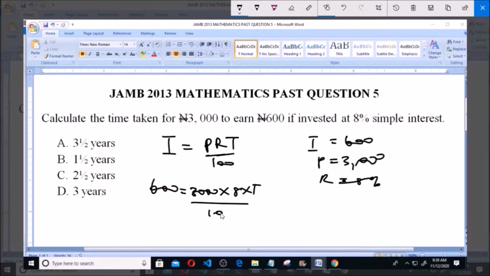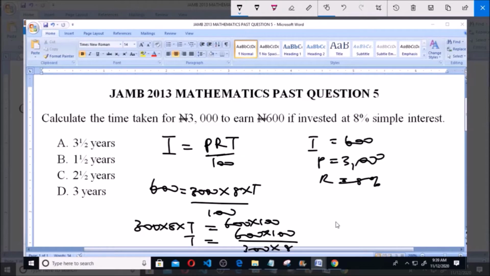Now, this simply means that 600 is equal to 3,000 multiplied by 8 multiplied by T all over 100. Now, 300 multiplied by 8 multiplied by T is equal to 600 multiplied by 100. Now T, which is the time, will be equal to 600 multiplied by 100 all over 300 multiplied by 8.